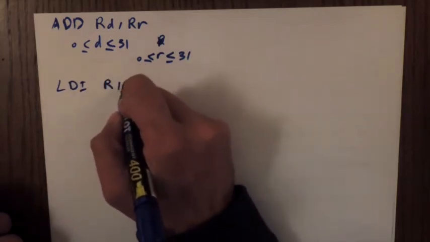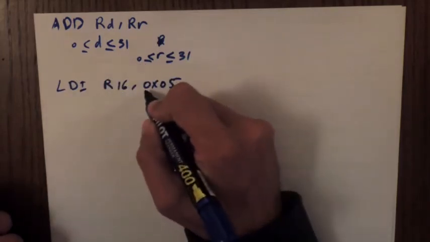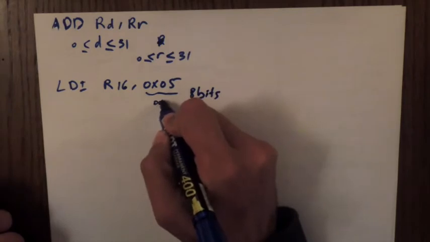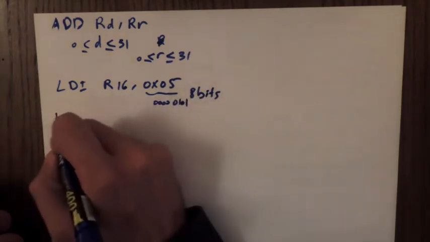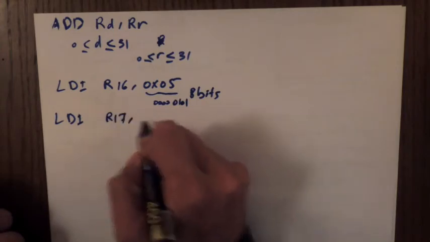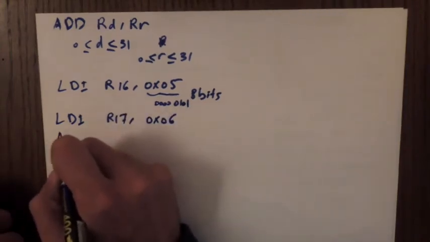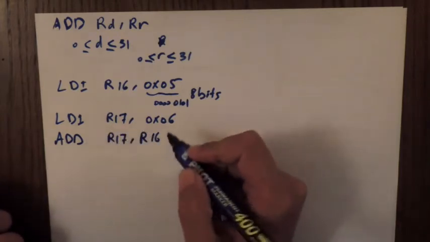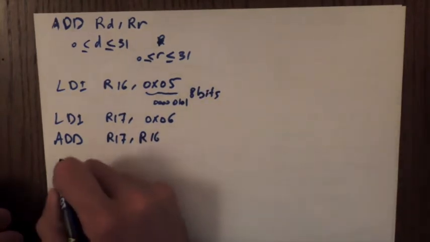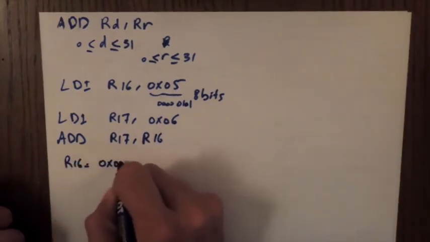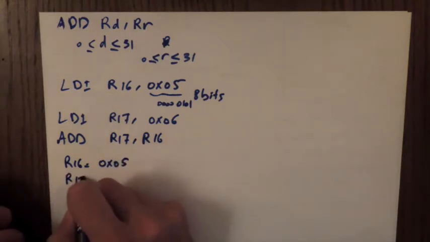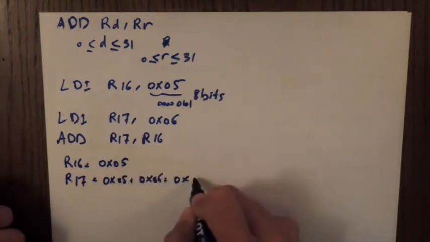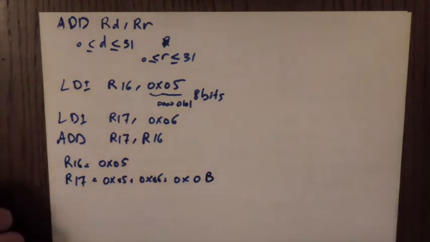LDI R16 0x05. Remember, this is 8 bits. Can't go more than 8 bits. 0 0 0 0 0 1 0 1. And I have LDI R17 0x06. And then I can do the add instruction, which will add R17 and R16. So eventually R16 will be 0x05 and R17 will be 0x05 plus 0x06 equals 0x0B.